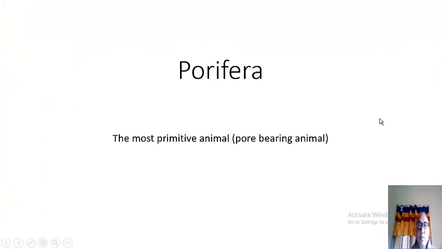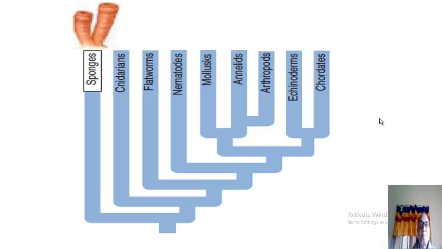Today we are going to look at the first animal group, porifera. The name porifera indicates that these animals are pore-bearing animals. They are the most primitive group of animals. Although we see these animals as multicellular, they are still at a cell grade of organization. We don't find any tissue in this animal.